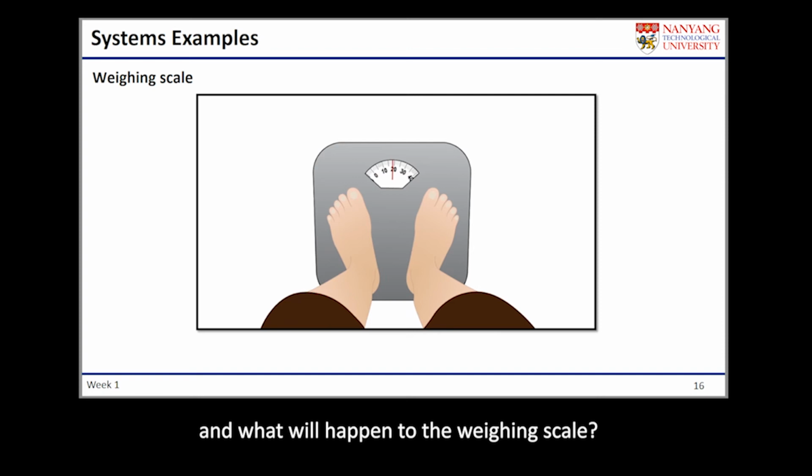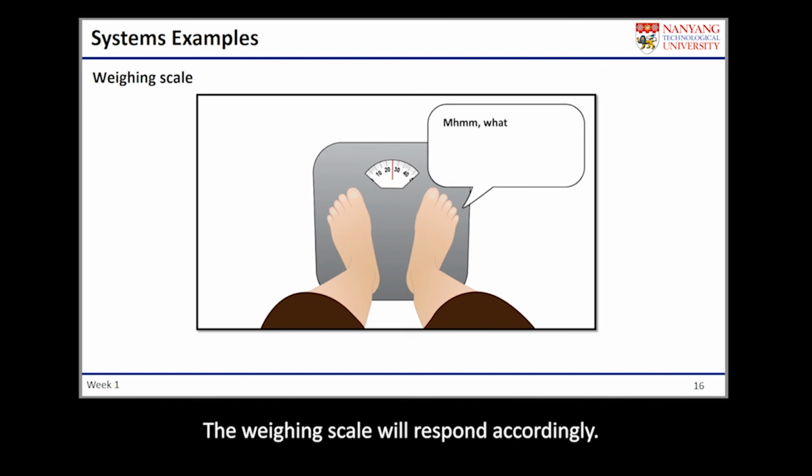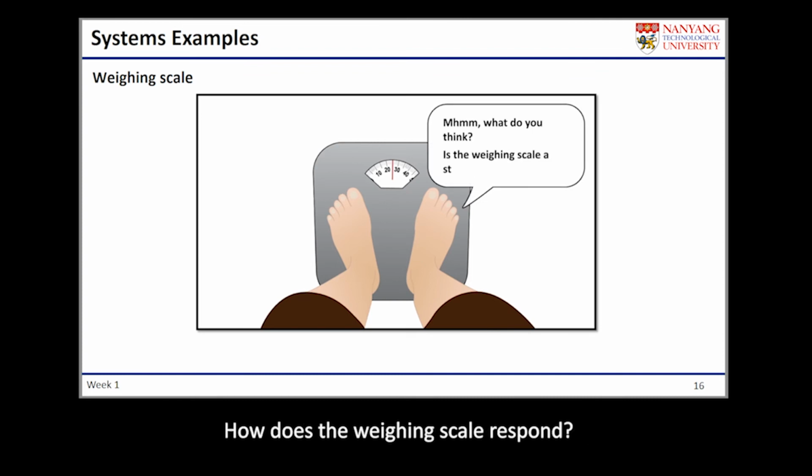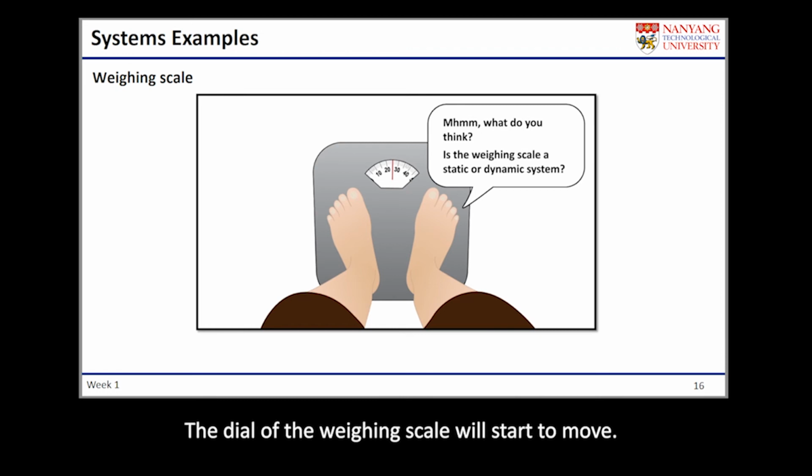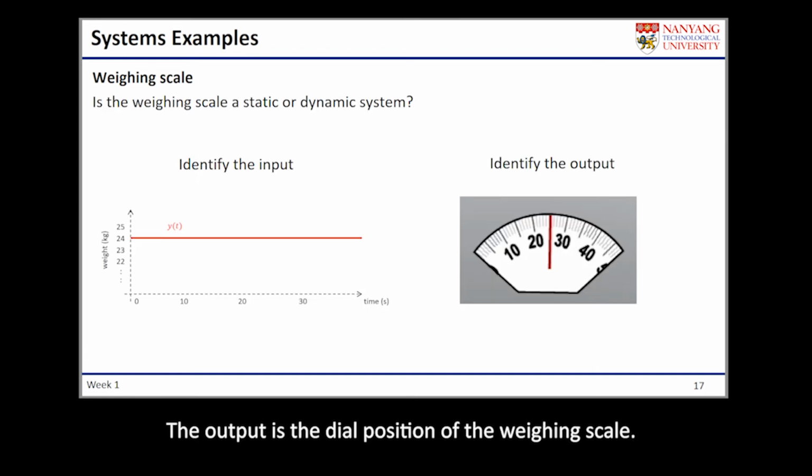And what will happen to the weighing scale? The weighing scale will respond accordingly. How does the weighing scale respond? The dial of the weighing scale will start to move. The output of this weighing scale is basically the movement of the dial of the weighing scale. The input is the body weight of the boy. The output is the dial position of the weighing scale. So you have the input, you have an output.